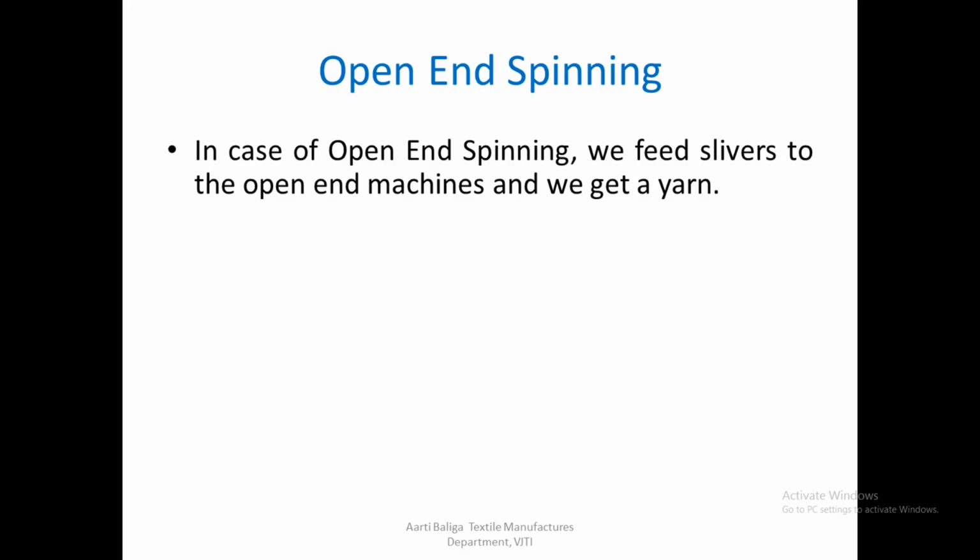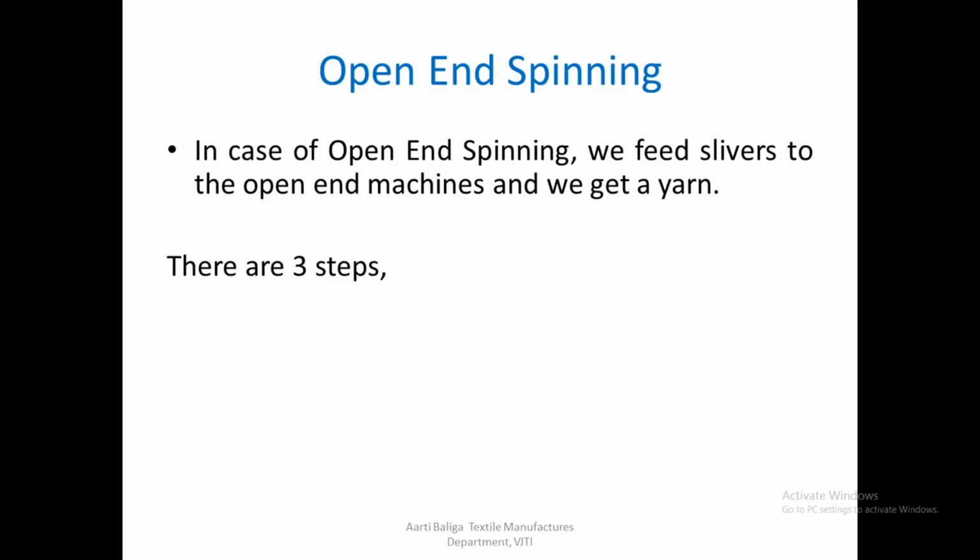Unlike the ring spinning system, where we have the roving frame as an intermediate stage between draw frame and ring frame, we have eliminated the roving frame entirely. Here whatever sliver we get from the draw frame is fed directly to these open end spinning machines, and we get a yarn.